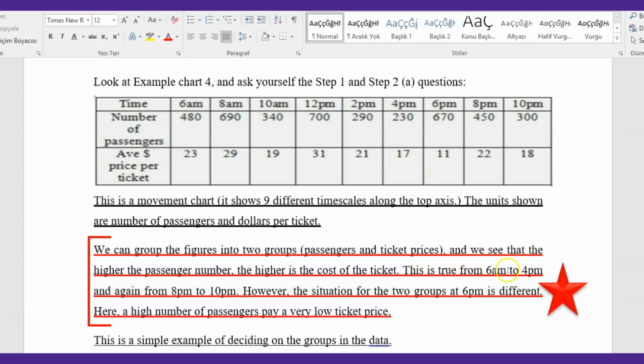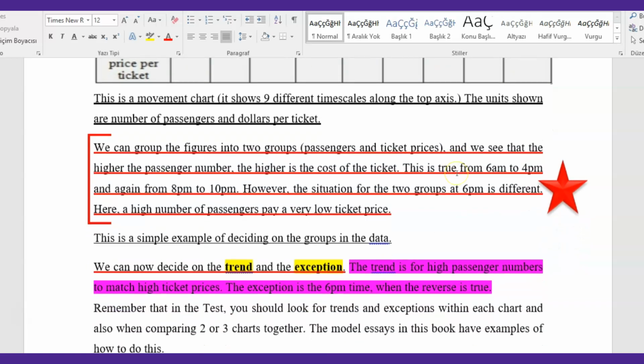It is true from 6 a.m. to 4 p.m. and again from 8 p.m. to 10 p.m. However, we have one exception. The situation for the two groups at 6 p.m. is different. Here a large number of passengers pay a very low ticket price. We have to pay attention to that.